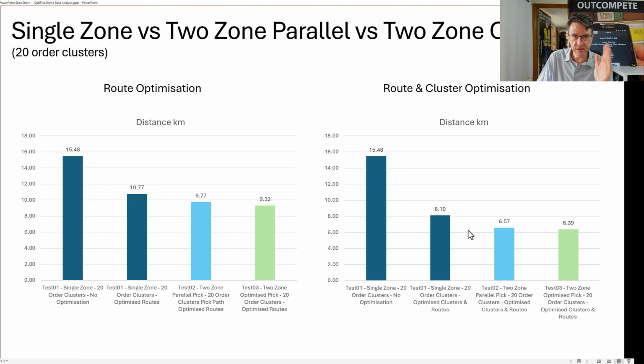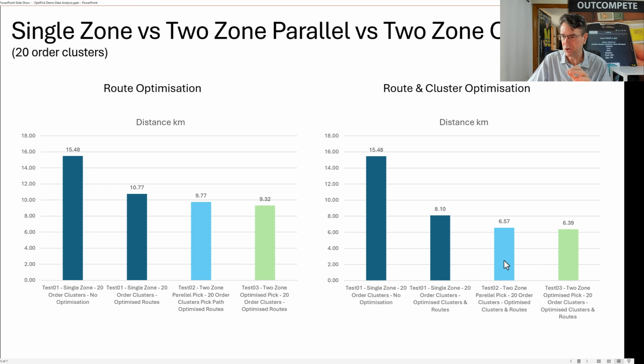Okay, so single zone versus 2-zone parallel versus 2-zone optimized, right? This darker blue is the single zone, the mid blue is the 2-zone parallel, and the green one is the 2-zone optimized. So 15.48 is the base case single zone, not optimized, just picked normally with the WMS. Optimized routes here: 10.77, 9.77, 9.32. So this is just looking at route optimization with different pre-sorting of orders before optimization.